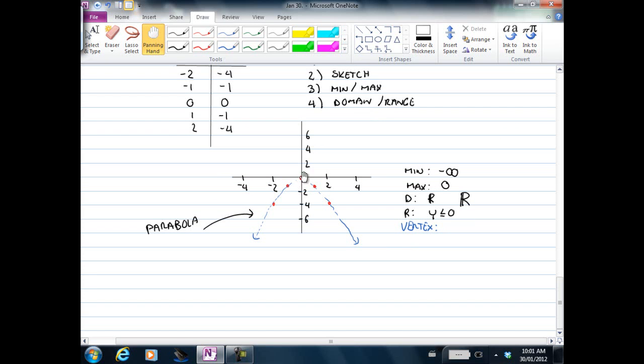So write down the coordinate of the vertex. The coordinate of the vertex is going to be... Harmeet, what's your vertex? 0, 0. Hey guys and gals, that's it. So a few key things. Number one, let's compare my work.